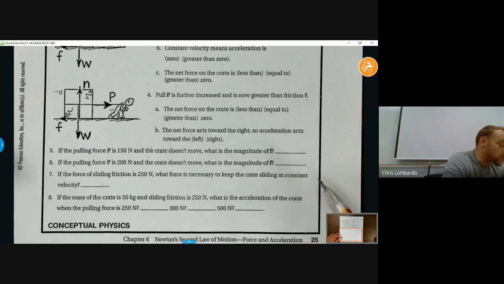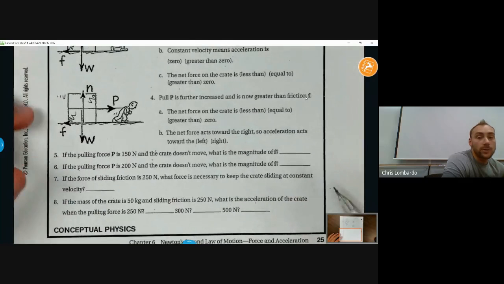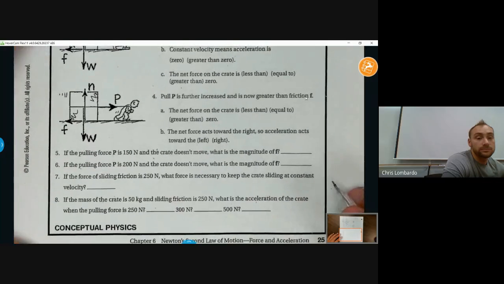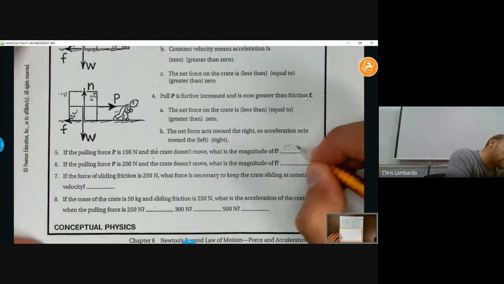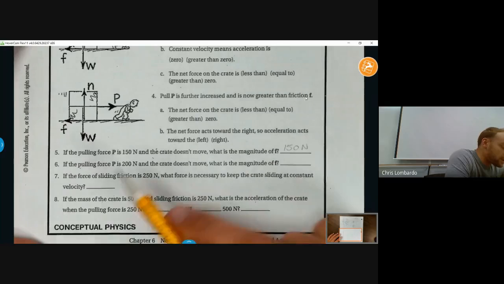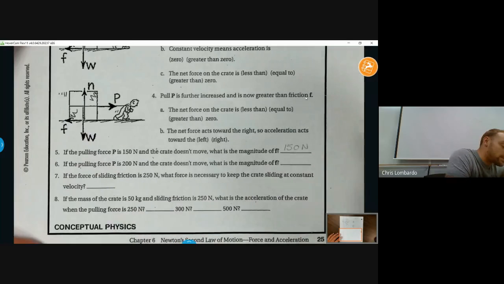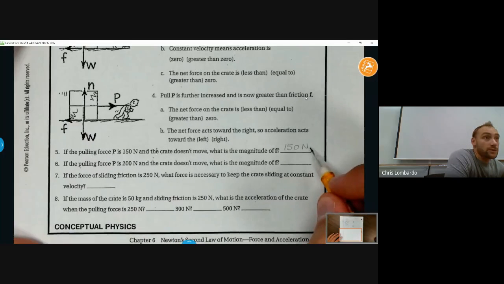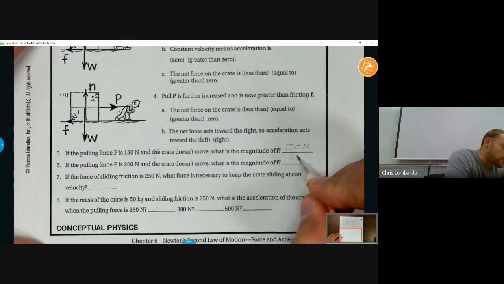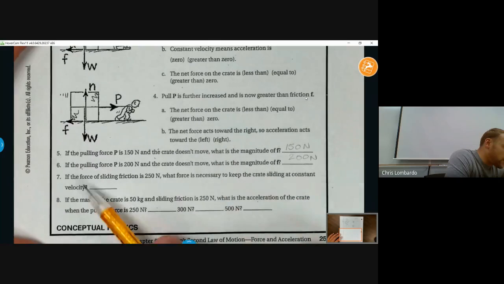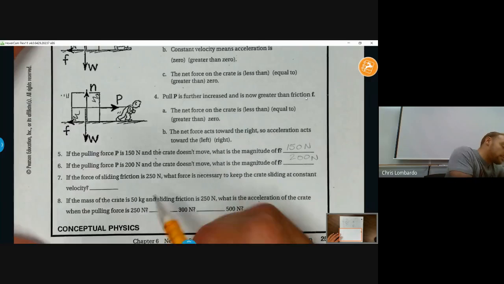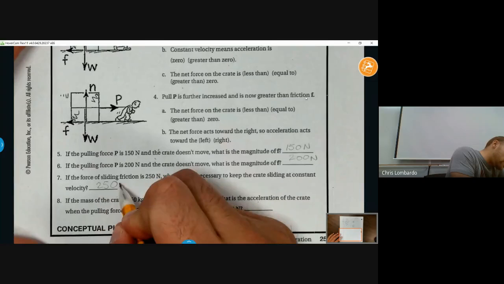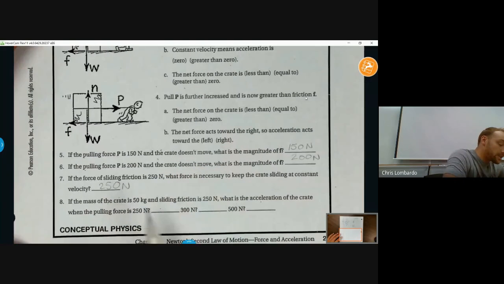If the pull force is 150 and the crate doesn't move, what would the friction force have to be? It would have to be 150 newtons if it's not moving. Now, if you pull 250 newtons and the crate doesn't move, what is the magnitude of friction? Now it's 250. The force of sliding friction is 250. What is the force necessary to keep the crate sliding at a constant velocity? That would have to be 250, because a constant velocity means a net force of 0.